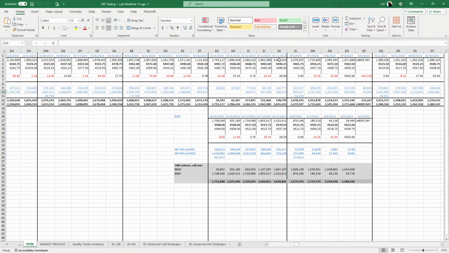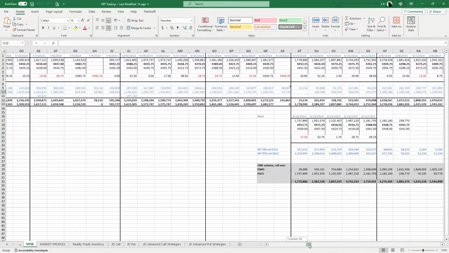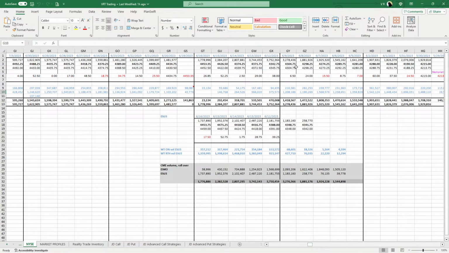Friday. Look at what happened this day on Monday, right? The bulk of the pull-up was on Monday. Friday, nothing happened. Monday and Tuesday in this contract. And this one has Friday, Monday, Tuesday, Wednesday, even. And this is just ES.